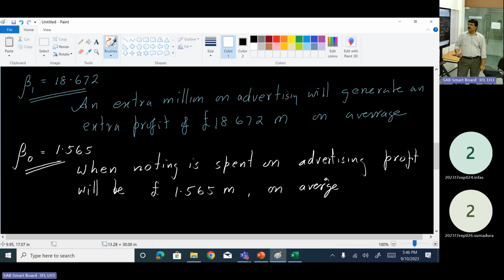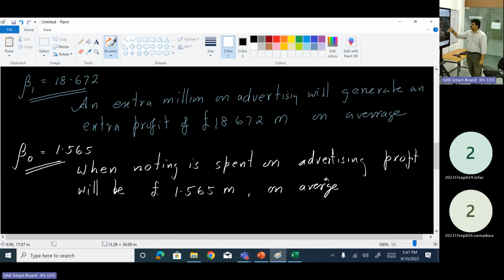So why do we say on average? Now see, if you spend 1 million in a particular year, you don't get exactly 18.67. Right? But if you spend an extra 1 million like this repeatedly and take the average of all of them, that average would come to this. You got the point? On average, right? If you keep doing this, on average you get this value. Sometimes it may be a bit more than that, sometimes it may be a bit less.